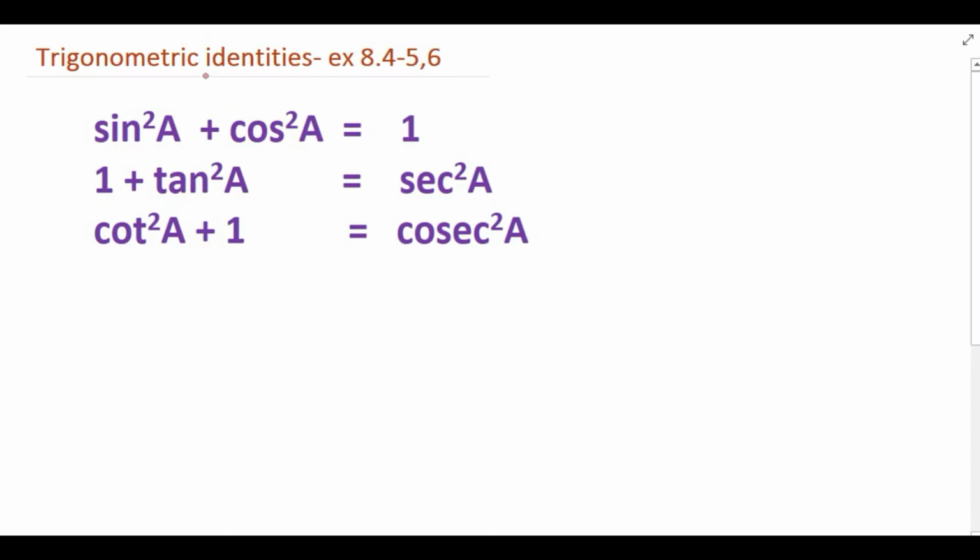In the last video, we have seen about trigonometric identities. So these are the trigonometric identities: sin square A plus cos square A equal to 1, 1 plus tan square A equal to sec square A, cot square A plus 1 equal to cosec square A. In today's video, we will be learning some of the problems based on these trigonometric identities from exercise 8.4.